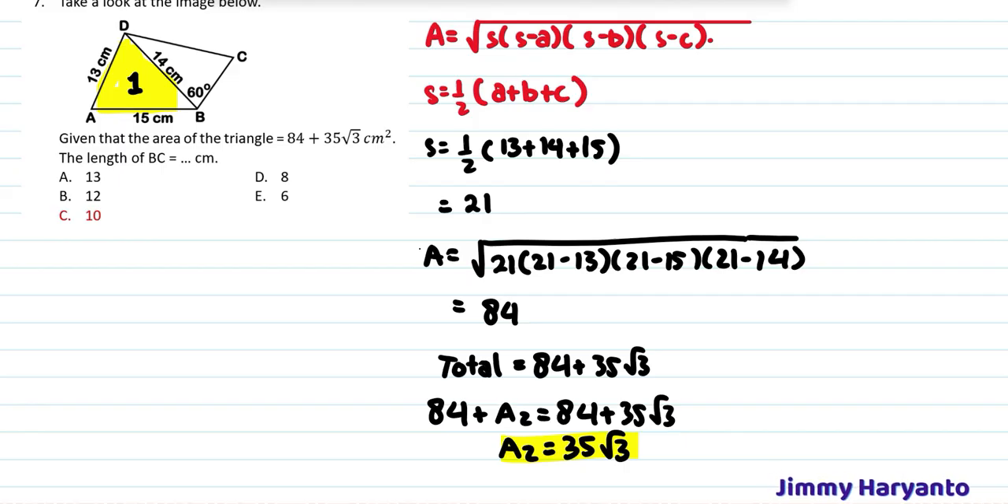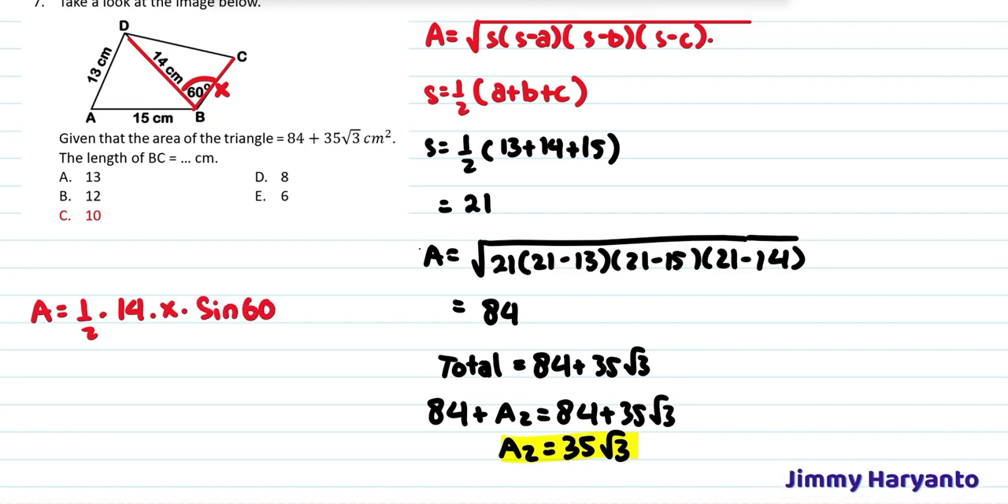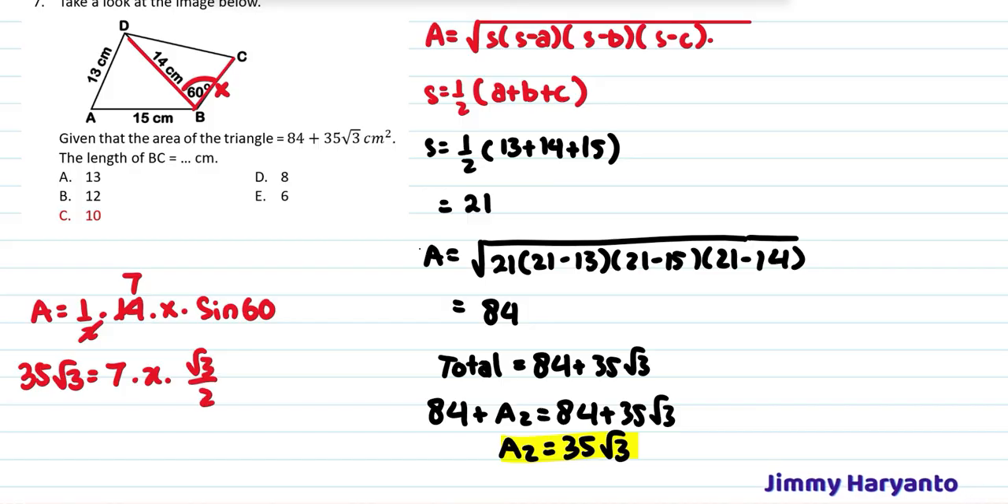Okay, in the second area we have this angle 60. That means the sides will be this one if you use your formula later. Area of triangle equals to half times A, which is 14, the B we don't know yet, which is x, times sine 60, and the area is 35 square root of 3. Okay, you cross this out, it becomes 7 times x times sine 60, which is square root of 3 over 2. You can cross out the square root of 3, and then you can cross out the 35. You'll have x equals to 10. And the question wants you to find BC, that means this is the answer.